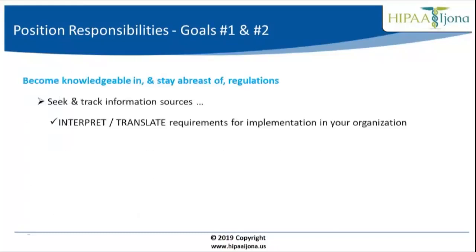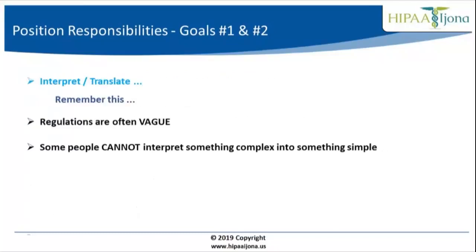You need to be able to interpret and translate requirements of implementation within your organization. Now you've got to remember, regulations are vague, and some people really cannot interpret something complex and make it simple. So the summary here is that you're going to be reading complex stuff. The Federal Register, for instance. The key to reading the Federal Register is to know what not to read. There's only the last paragraph, so to speak, that really has the meat of what's going on. A lot of it is just talk that bureaucrats have to do. So that's sometimes what makes it vague.